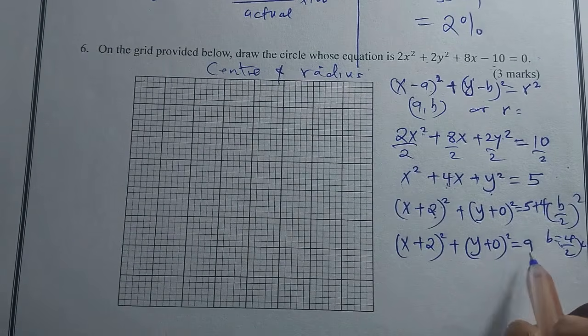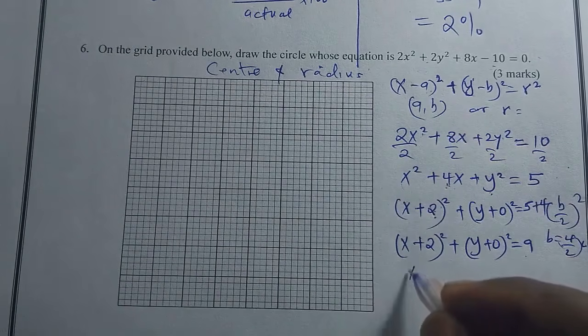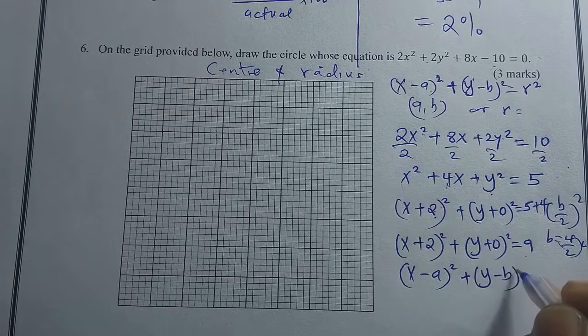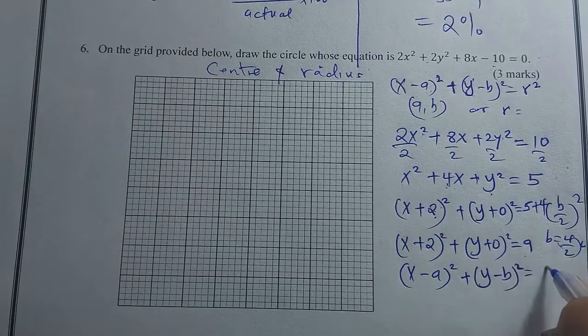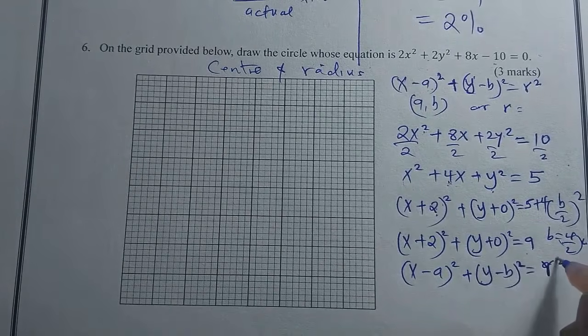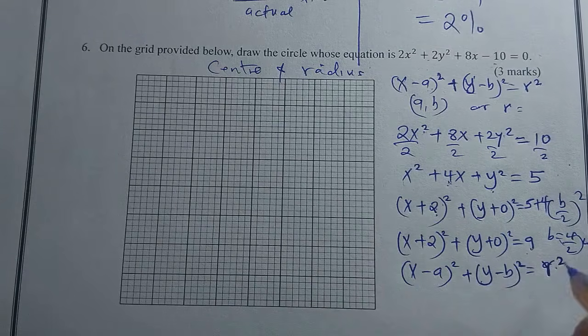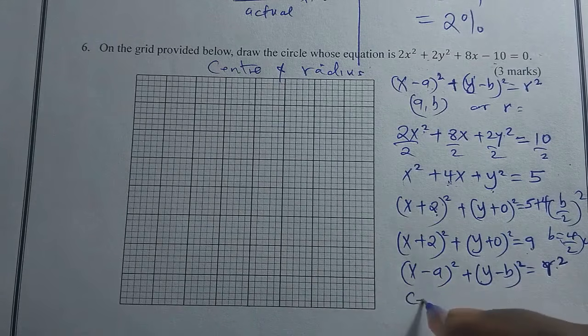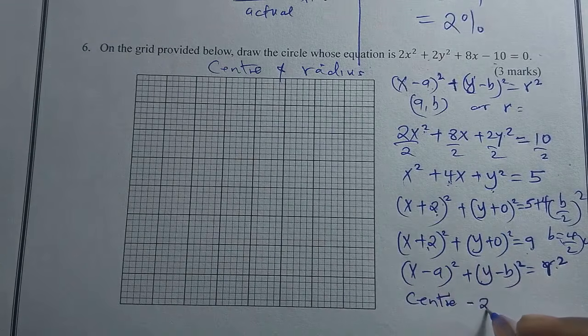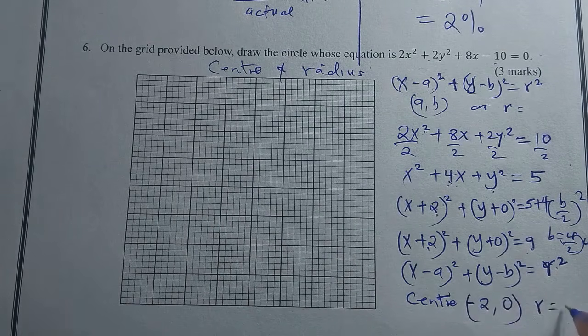Now this one is in this form, (x minus a) squared plus (y minus b) squared is equal to 9. But remember, this is equal to r squared. So 9 is r squared. Our center from here is -2, 0. Our r is the square root of 9, so r is equal to 3.